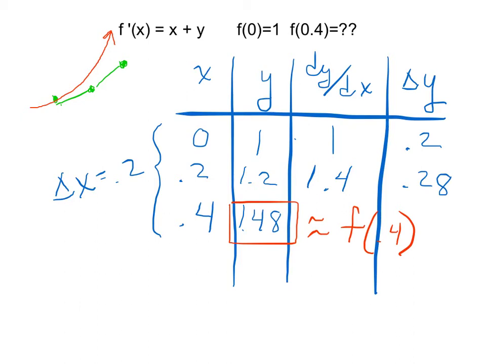How could we improve the error? Well, rather than use such large increments here of 0.2, we could work in smaller increments, and that would allow us to hug the curve a little closer and reduce our error. And that's what we'll do next.